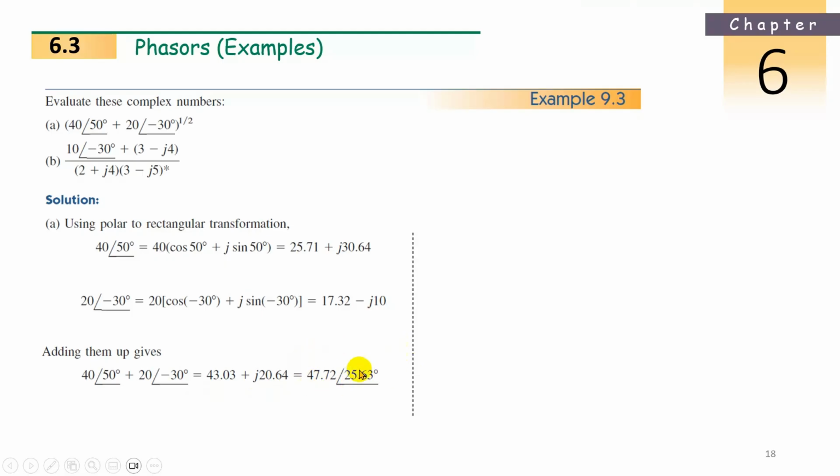Once you know this, take the square root. How does the square root come? I told you, the square root is nothing but the square root of 47.72. Just take the square root. What is the angle? 25.63. For the square root it has to be halved, so make it 25.63 by 2. That is your square root. So that I missed, I think, here.